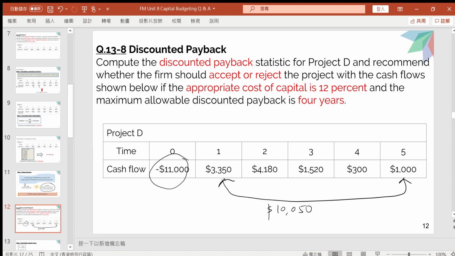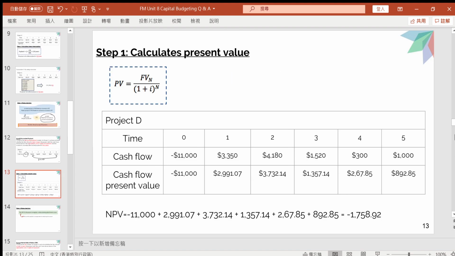But if you want to illustrate, okay, as a presentation group, you may discount those cash flows, right? And then you add them up, and surely that should be less than the initial investment, 11,000. Okay, that's why you may discount each of them one by one. Then you add them up, and finally you will find that it is still less than this initial investment by 1,758.92. Okay, that's why the payback period never occurs.